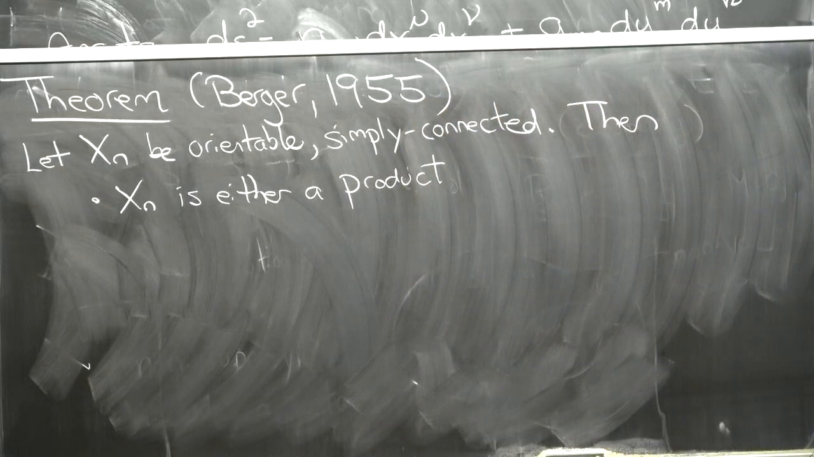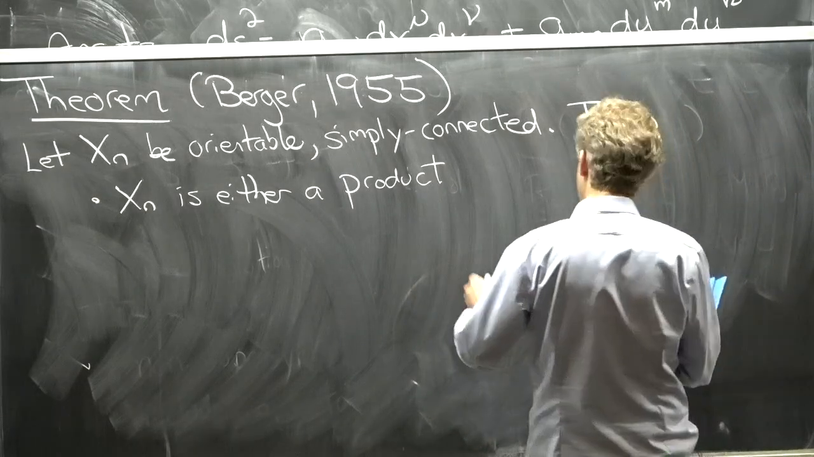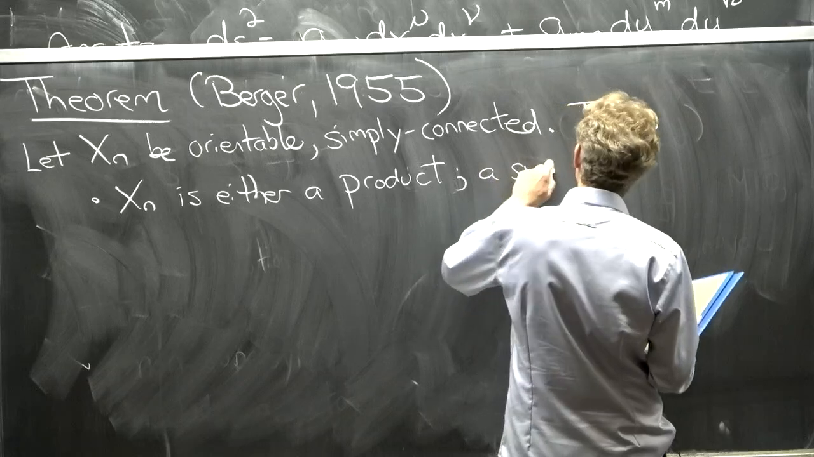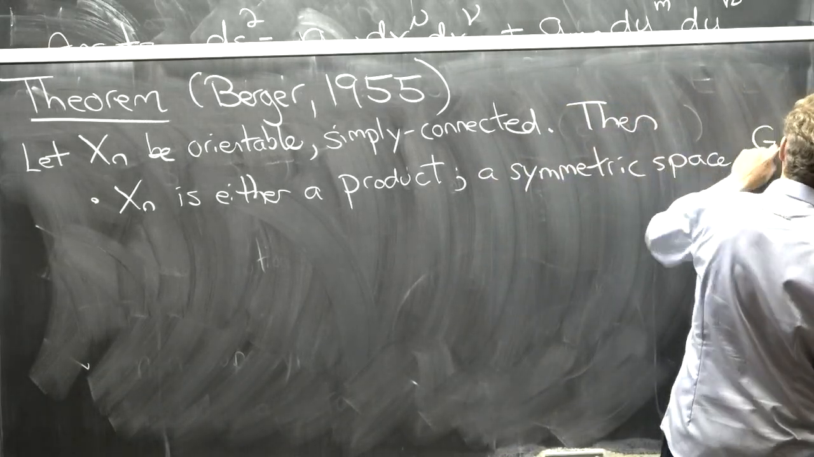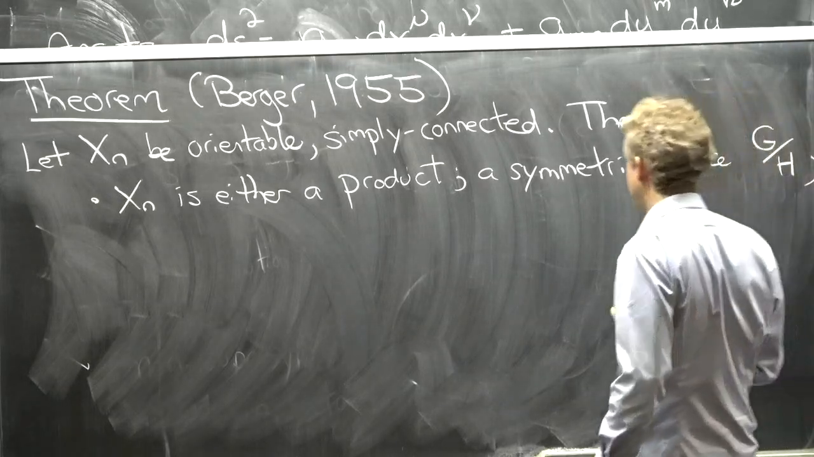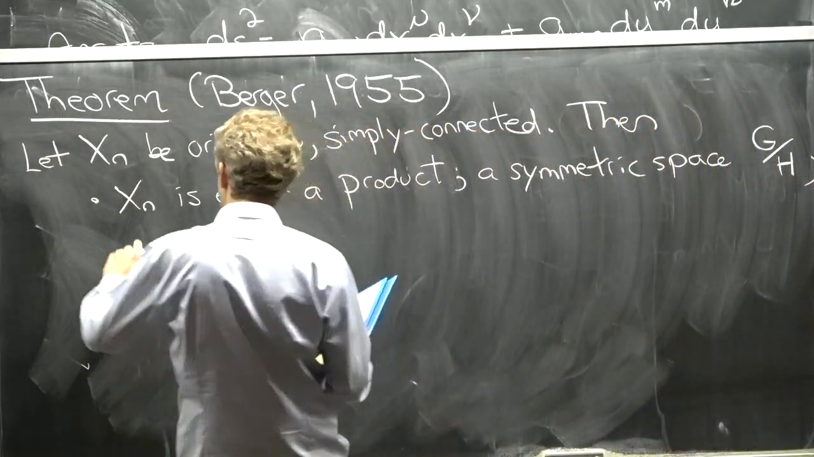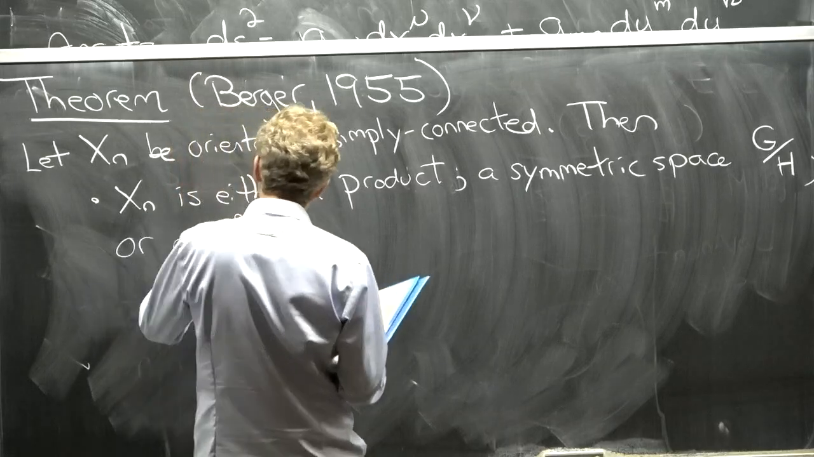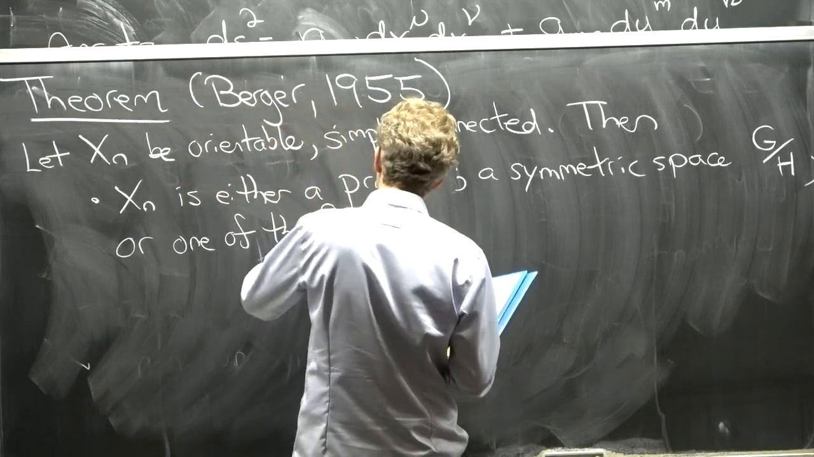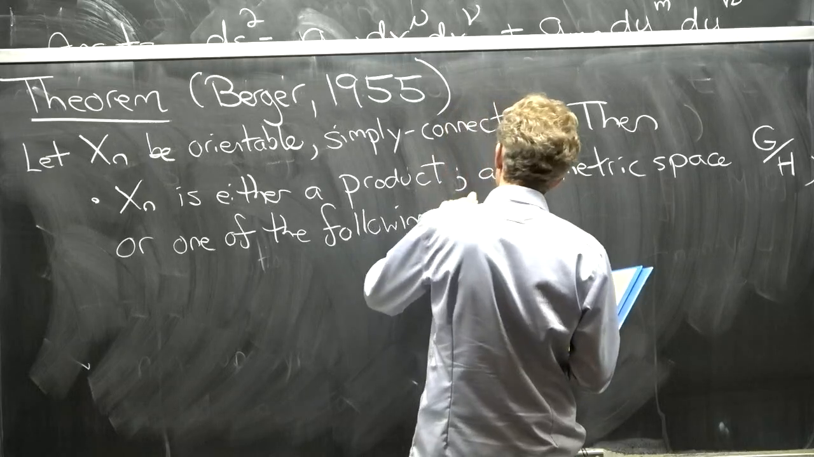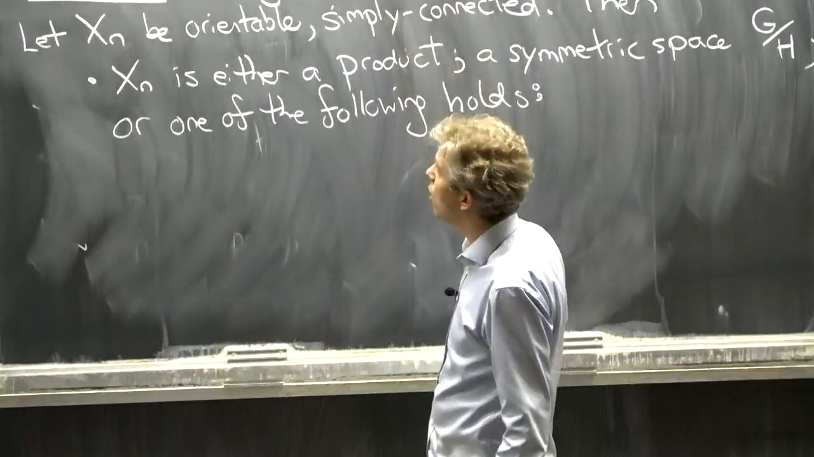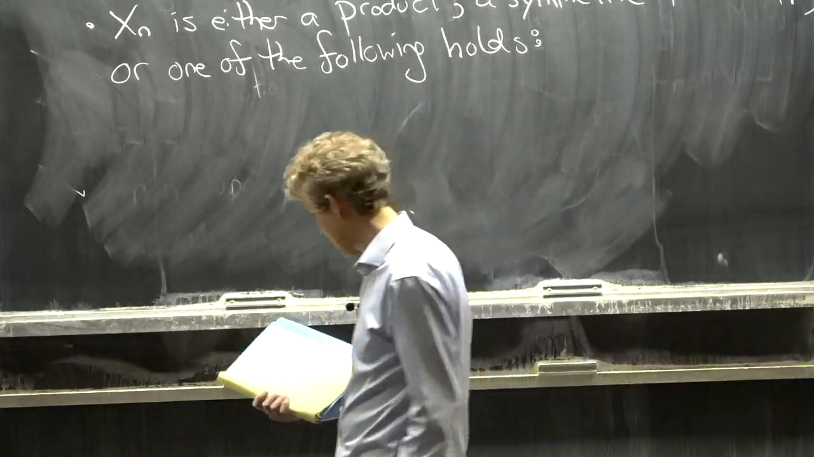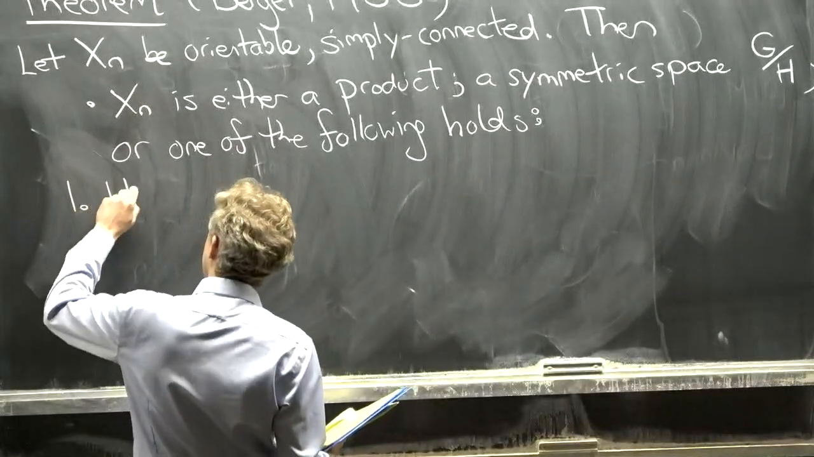It's either a product of simpler things, which will reduce the problem to a later case. Okay, so we discount that. Or it's a symmetric space. A Riemannian symmetric space is just the quotient of one Lie group by a Lie subgroup, and that's not a case that's interesting to us. Or one of the following holds. And this is the classification that's going to help us to organize all of our thinking about vacuum solutions of string theory.